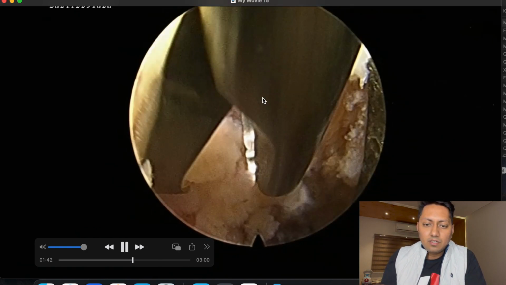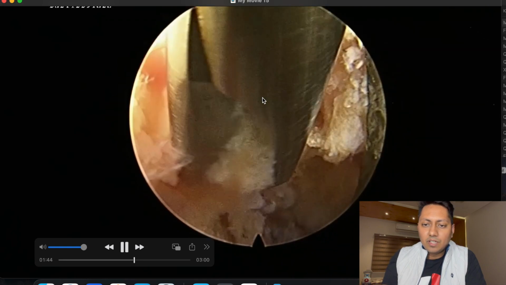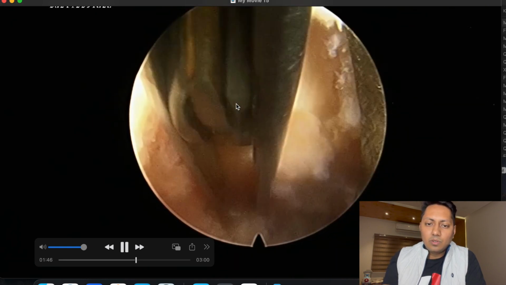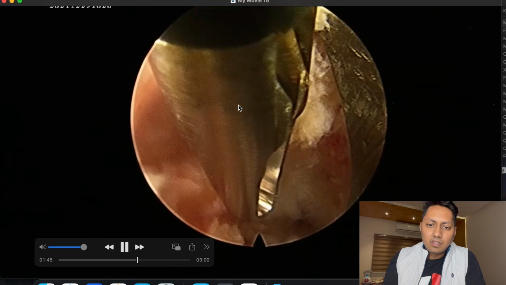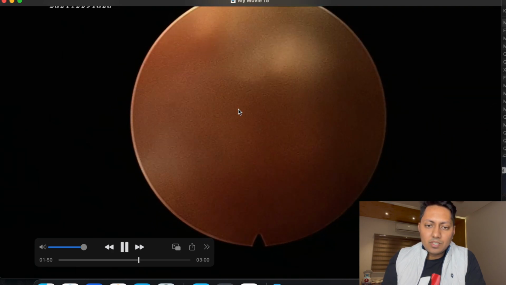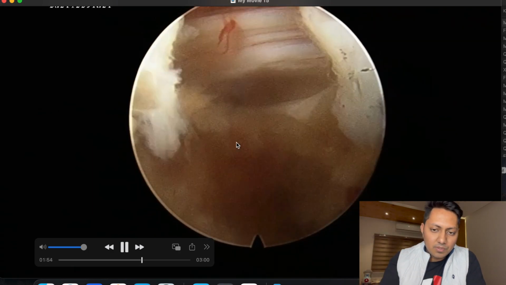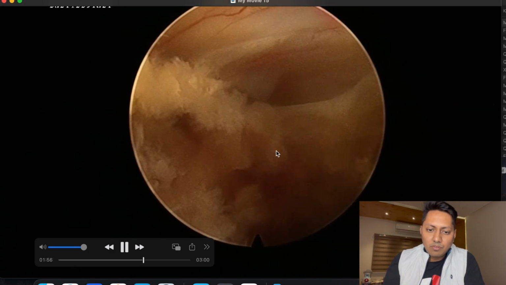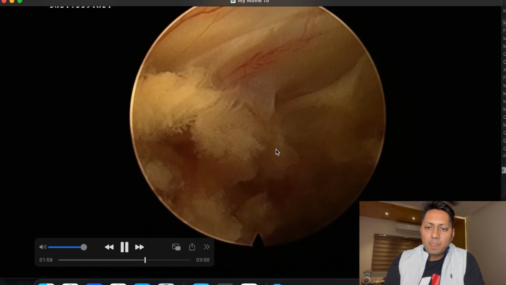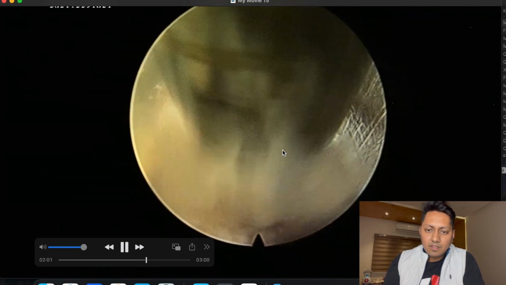I used an annular cutter to remove that redundant part of the annulus, although it was not compressing, but I wanted to see the opposite side traversing root also, so I did this annulotomy till the opposite side, and you can see how beautifully it is decompressed, and it does not take a lot of time.